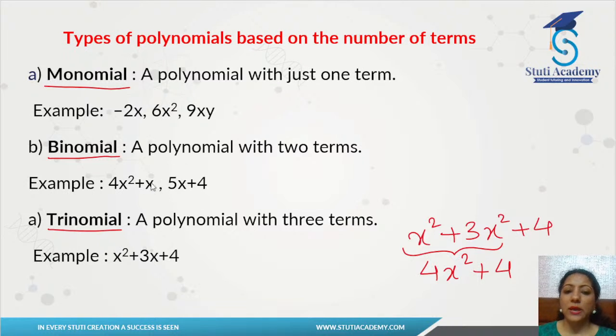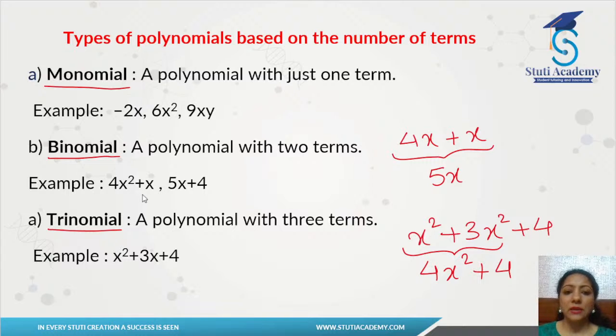The same is the case with a binomial. If I have 4x squared plus x, let's say I make it 4x plus x. So I'm not writing x squared here, I'm writing x. So these two terms are like terms. We can combine them and write them as 5x. So this becomes a monomial. So actually this is not a binomial, it's a monomial.